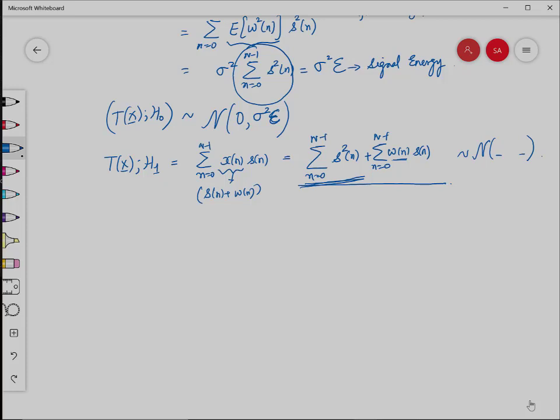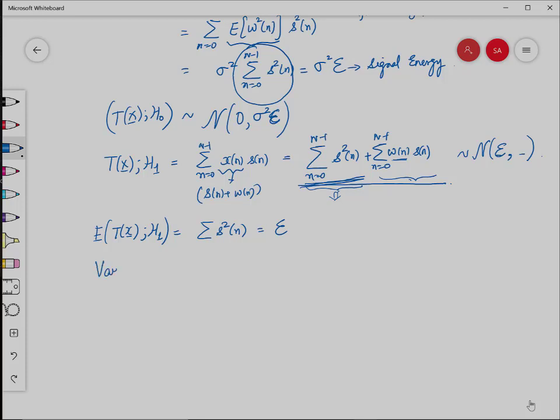So what is the mean of this? The expected Tx under hypothesis H1, if I take the expectation, what we are going to get is the expectation of this plus the expectation of this. Now we know from the earlier exercise the expectation of this is 0. The expectation of this will be the summation of s square n, and that we know is the energy of the signal. Okay, so we got to know that the expectation is E.